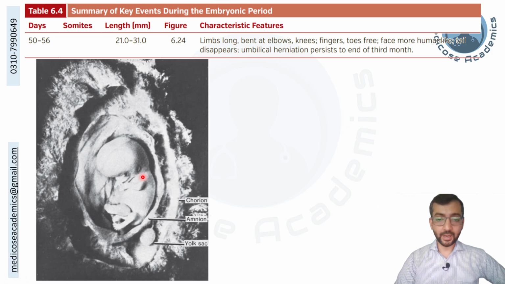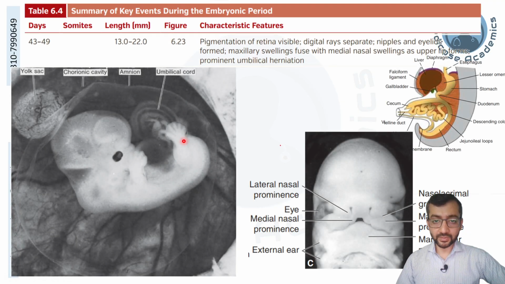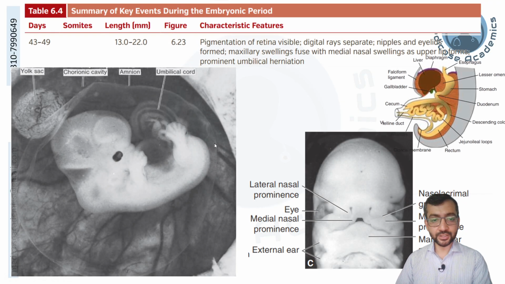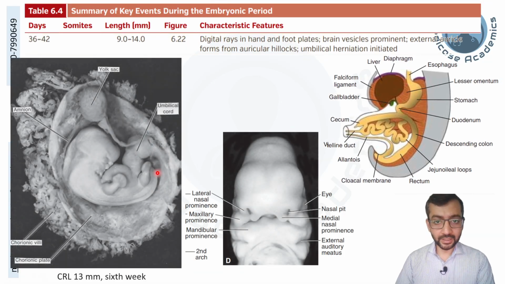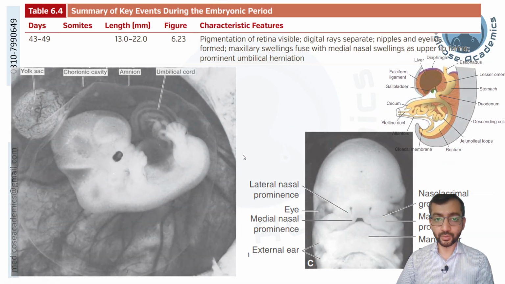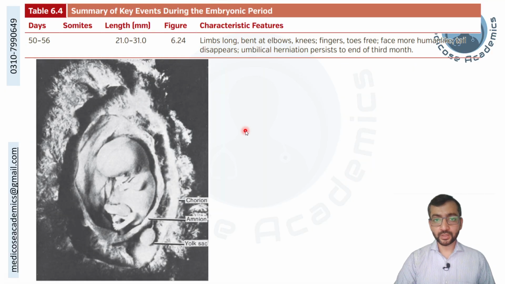Tail disappears. Up till now, the lower end was more tail-like, but as you can see in each coming picture, you get the tail reduced and reduced until you get this picture. So umbilical herniation persists till the third month. But as you can see now, this is the appearance that we are familiar with. We get head, two eyes, nose, mouth, ears, hand, fingers, elbow, wrist joints. So these are the things that we are very familiar with.